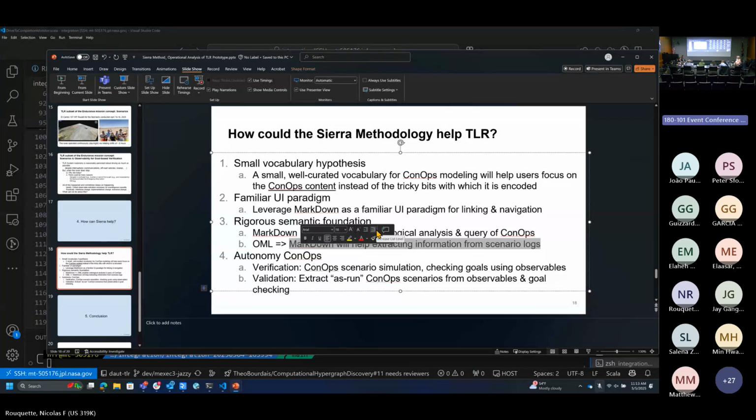Can you hear me? We need to move the microphone closer to you. You are talking about sequential versus conceptual. I'm not sure if it is conceptual, but it's really declarative modeling of ConOps. Because we have to take care of the sequential part as well, right? Validations. So how do you accommodate sequential behavior in this paradigm?